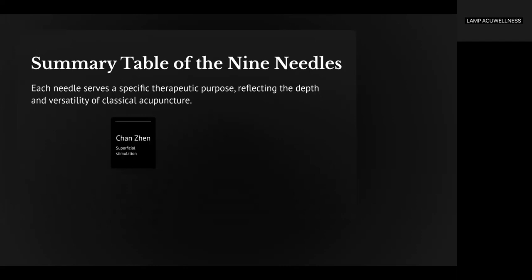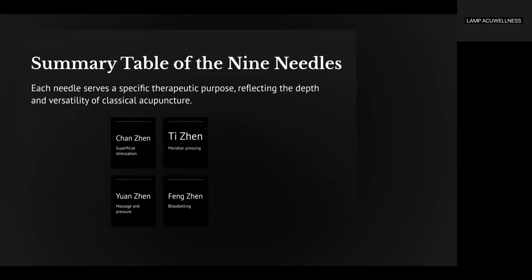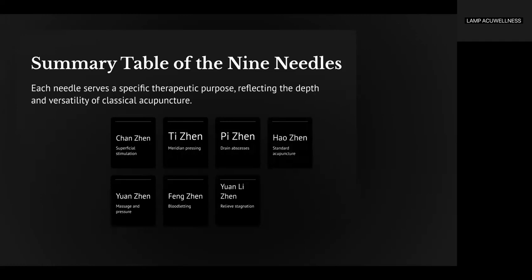Chan Zhen, for superficial stimulation. Yuan Zhen, massage and pressure. Ti Zhen, meridian pressing. Feng Zhen, bloodletting. Pi Zhen, drain abscesses. Yuan Li Zhen, relieve stagnation. Hao Zhen, standard acupuncture. Chang Zhen, deep disorders. Da Zhen, drain fluids.